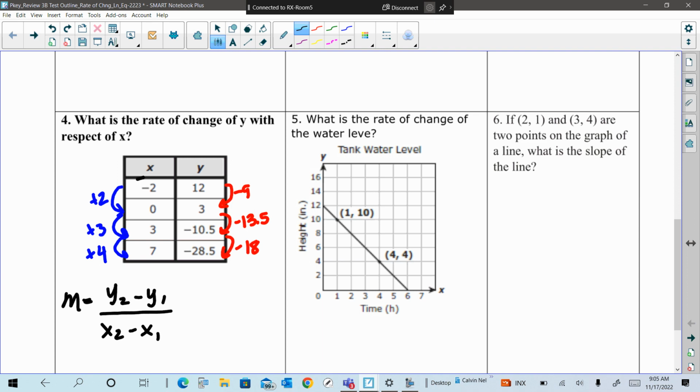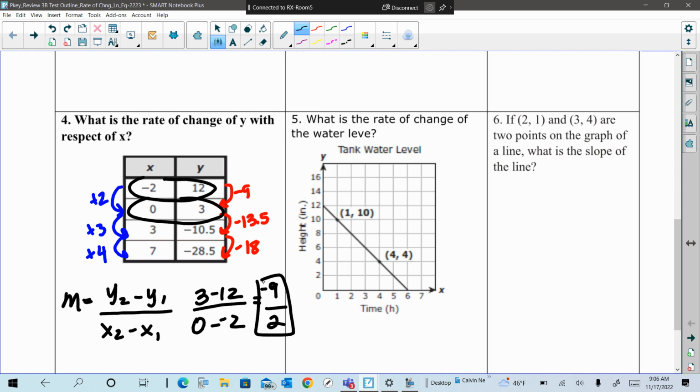All you have to do is look at 2 points, 2 ordered pairs. See how I circled the first 2? It does not matter which; you just have to have 2. That's why I circled 2, so you can circle 2. Then we do y2, so it'll be 3 minus 12 over 0 minus 2. Zero minus a negative 2, yep. And so you would end up with a negative 9 over positive 2. And there is your slope.